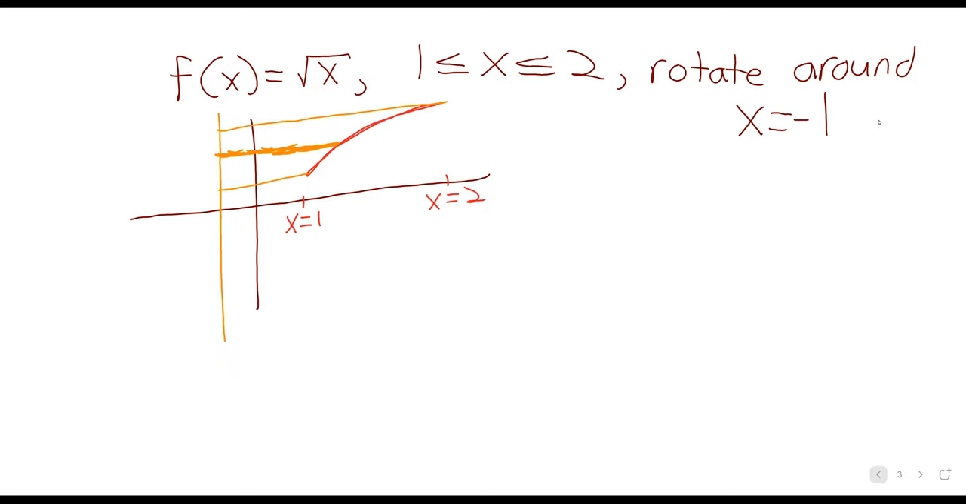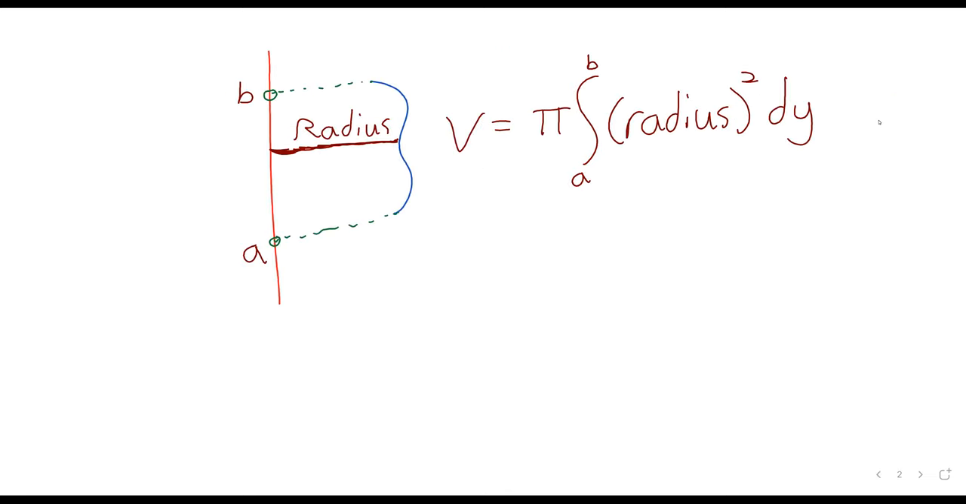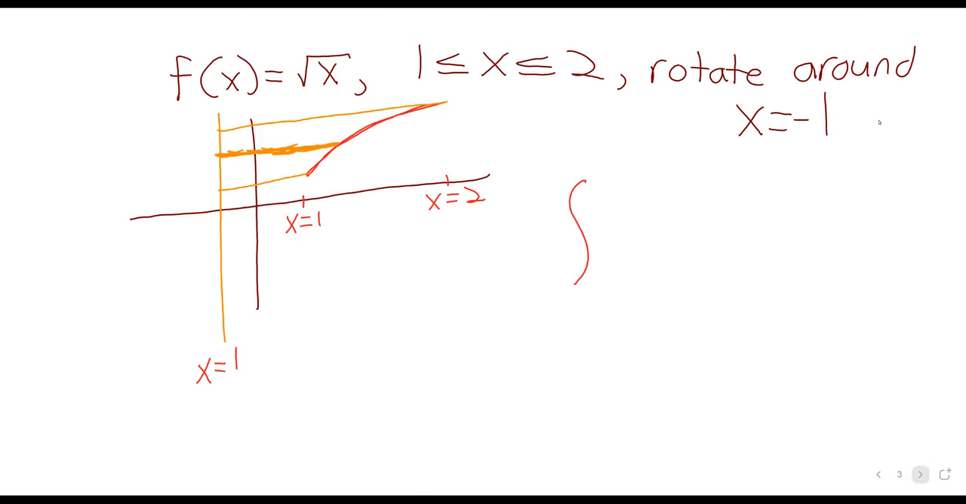So naively, this is the line x equals 1. So naively, we might write, okay, the radius, but did I remember the square? Yes, I did. The radius, we might naively think, okay, the square root of x minus negative 1 is the square root of x plus 1, squared. We've got the pi, we've got the 1, we've got the 2. But basically none of this can be right.